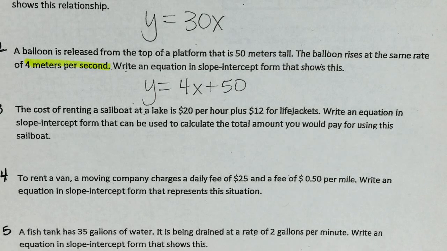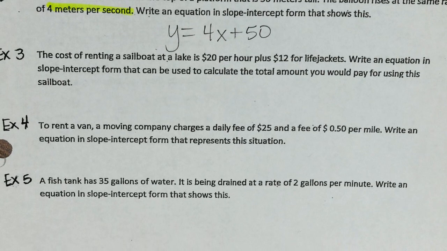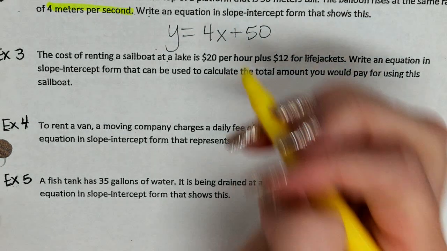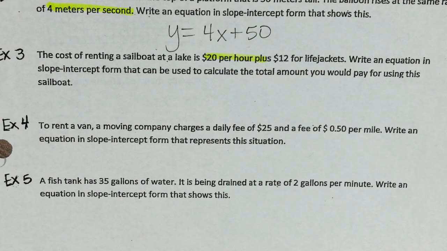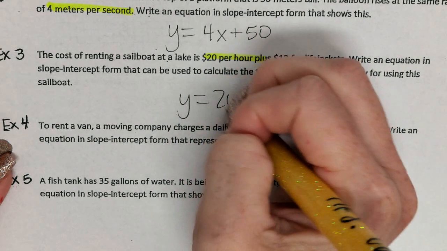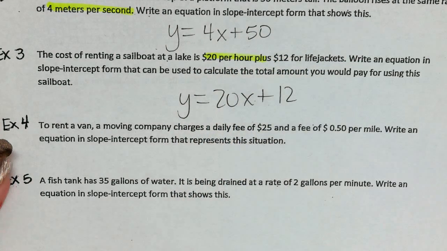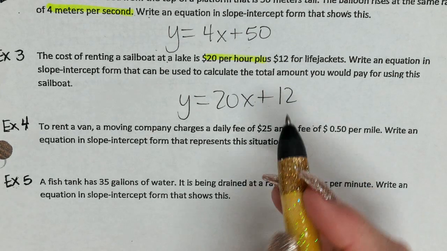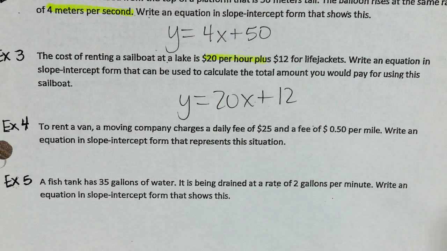Okay, the next one. The cost of renting a sailboat at a lake is $20 per hour plus $12 for life jackets. How would I write this? Y equals 20x plus 12. Now, could I use different variables instead of x and y? Yes. So if it's 20 per hour, this could have said 20h. Okay? So just know that it's the same thing.